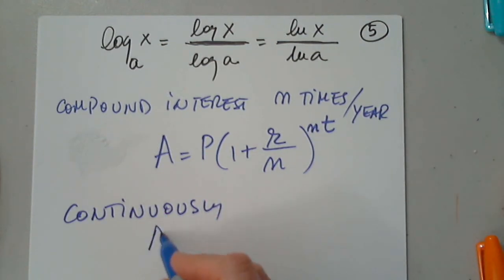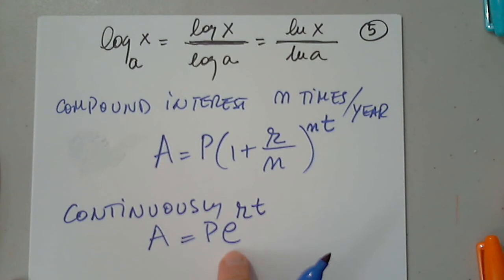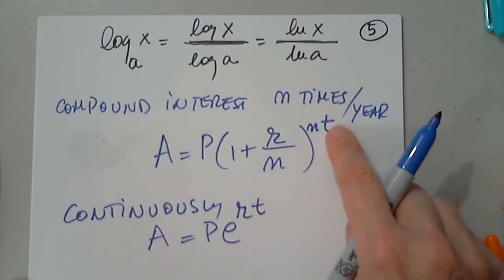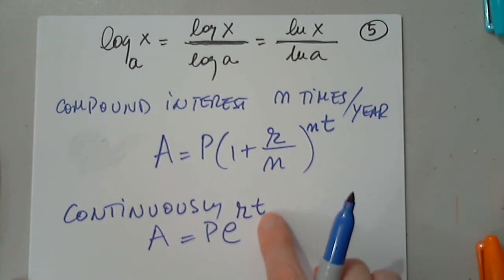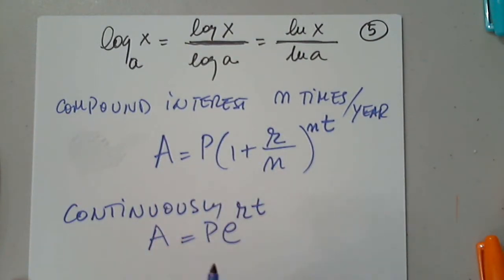Same kind of formula, A equals P e to the rt. And now we know what e is. r is the same thing, the annual interest rate. t is the same thing, the number of years. P is the principal and A is the accumulated value. So I would like us to use this formula. You choose whichever you want, so we can move on from this.